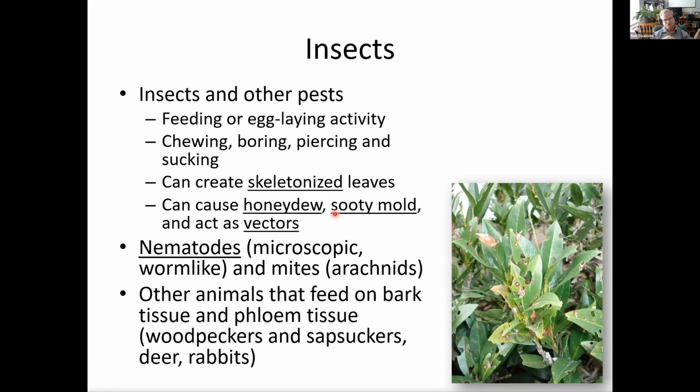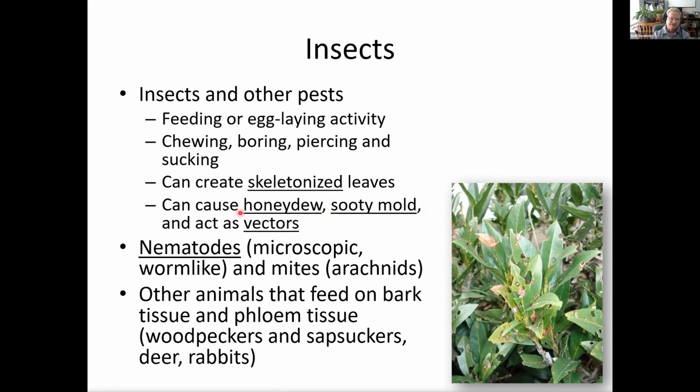And that liquid honeydew is going to fall on whatever's underneath where they're feeding. And because it's high in carbohydrates, everything in the world loves it. But one of the things that loves it is sooty mold, which is going to grow on the honeydew. A lot of people say, well, my tree has sooty mold. And I'm like, well, the tree probably has aphids or it has scale or something like that. So remember that the signs and symptoms can be different.